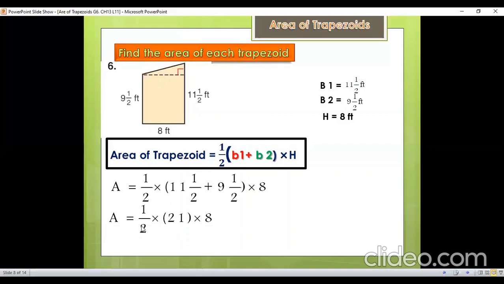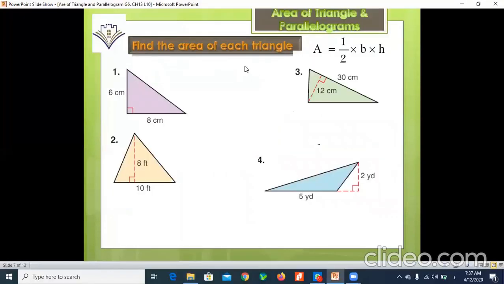Is it easy to get half of 21 or half of 8? Half of 8 is very easy. Half of 8 equals 4. Then 4 multiply 21: 4 multiply 1 equals 4 and 4 multiply 2 equals 8. Then the answer is 84 square feet of each trapezoid.